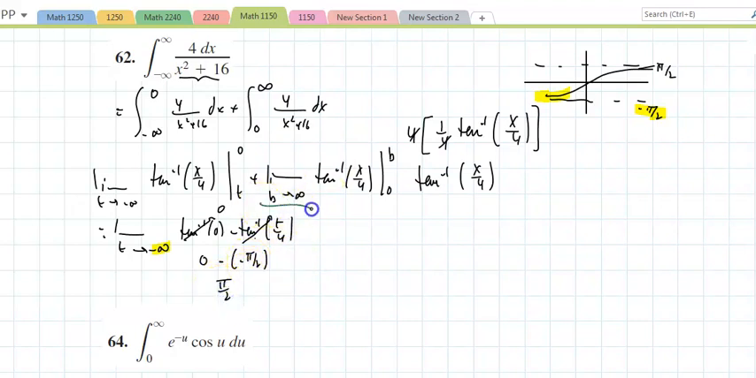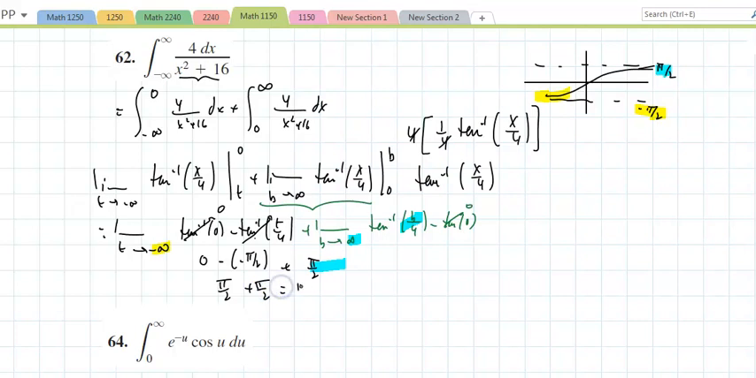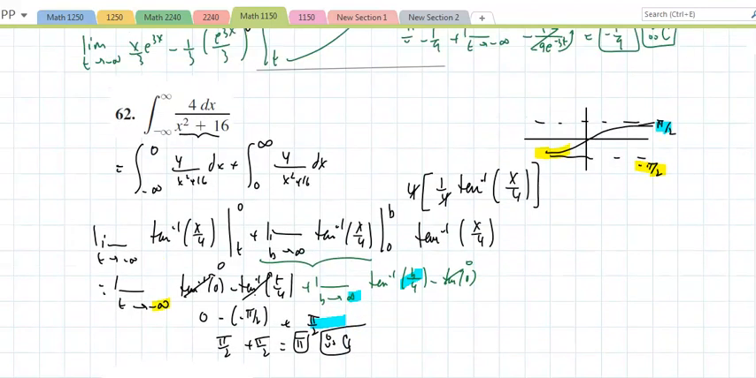Now when I get to this piece, that is plus the limit as b approaches infinity, the inverse tangent of b over 4 minus the inverse tangent of 0, well that's 0 as well, and as b approaches infinity, that will approach pi over 2. So this limit will be pi, therefore it will converge. And the work for the integral is right there.